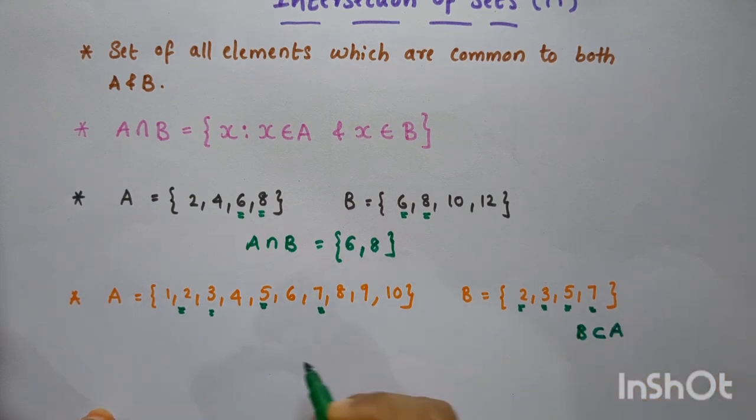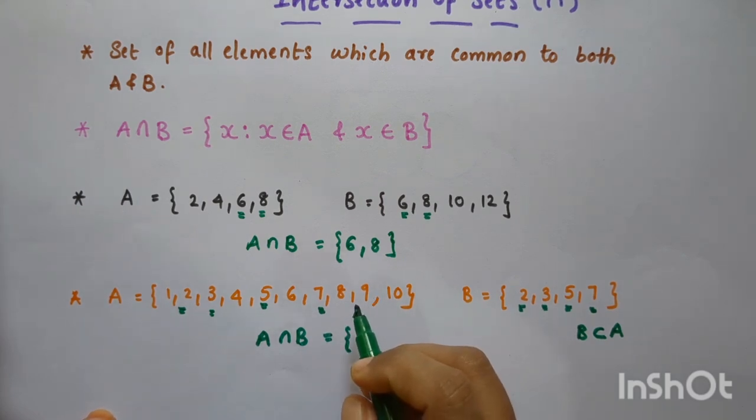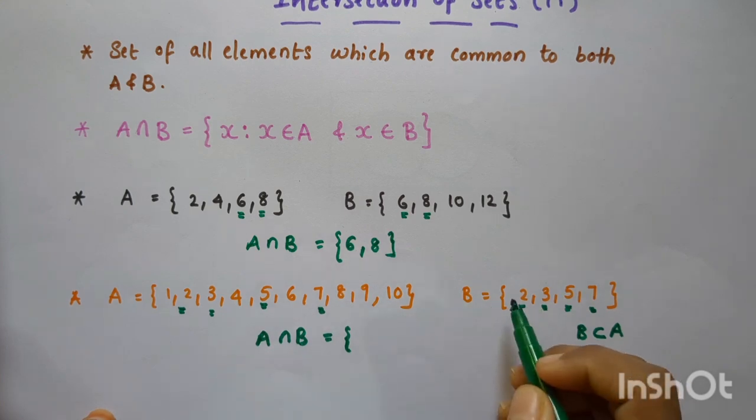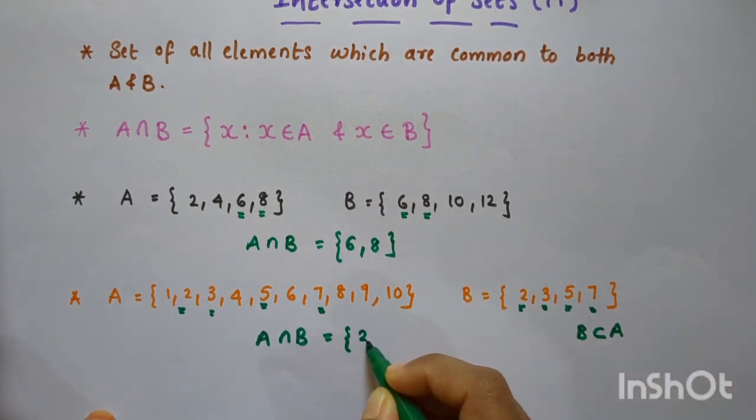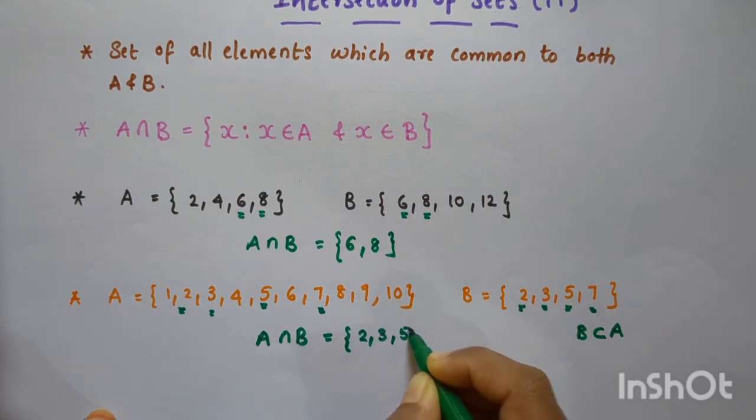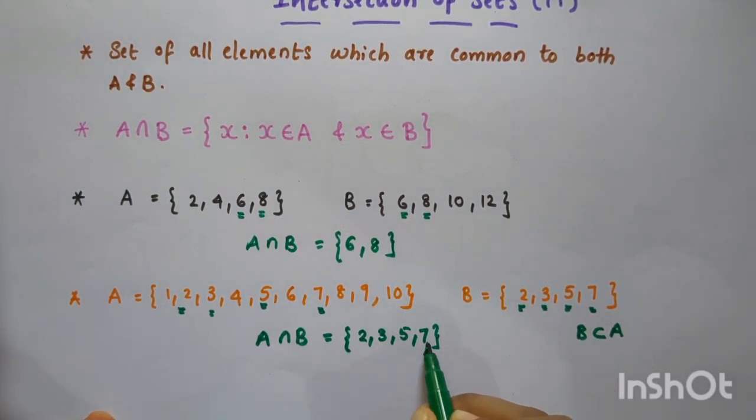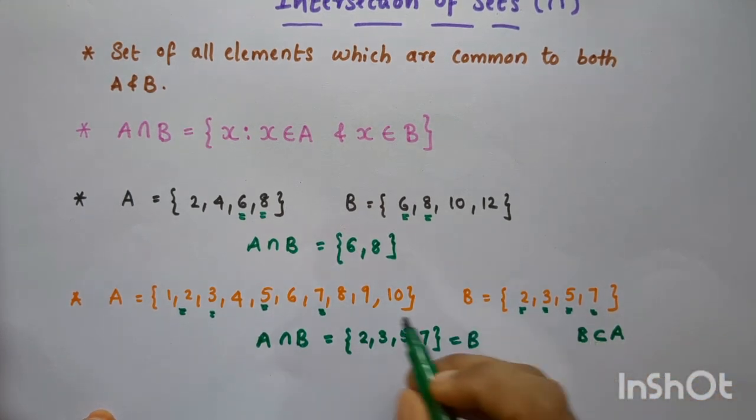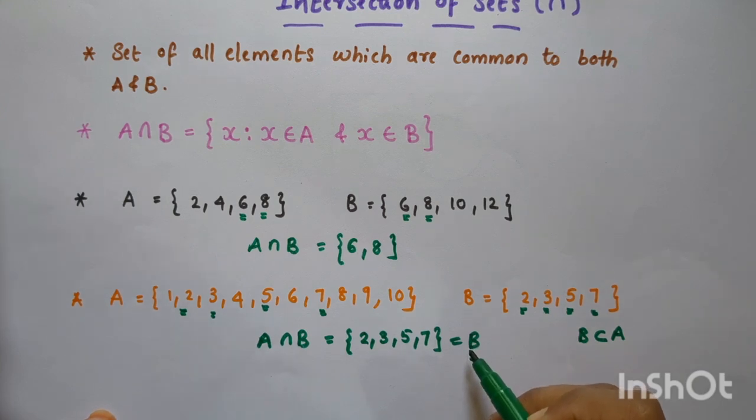Alright, so here if we find out A intersection B, this will be equal to what? We have to consider only the elements which are common in both A and B. So in both A and B, you see we have 2, 3, 5, 7 common. So A intersection B will be 2, 3, 5, 7. Okay, and you see here 2, 3, 5, 7 is actually what? It is the set B. So if B is a subset of A, then A intersection B will be equal to B itself.